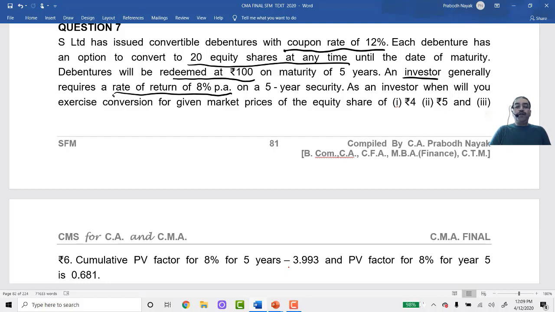Cumulative PV factor is given to you. Present value factor for 8% is given to you as 3.993. This is the annuity factor. If you're doing annuity calculation, you'll require this. And the present value factor for 8% for the 5th year is your single cash flow factor, if you're doing a single cash flow.